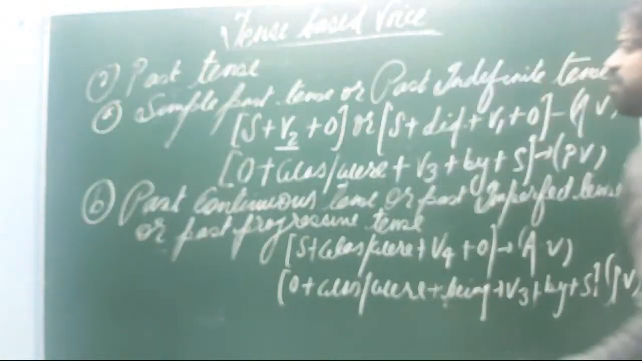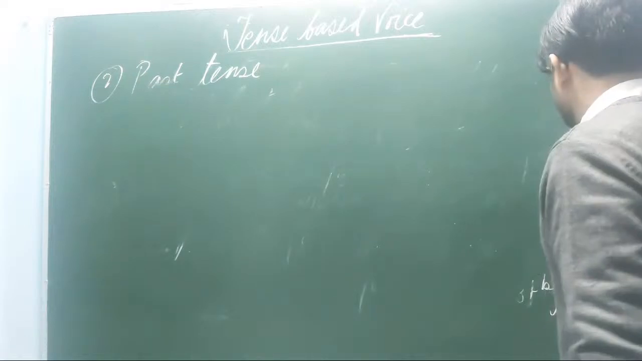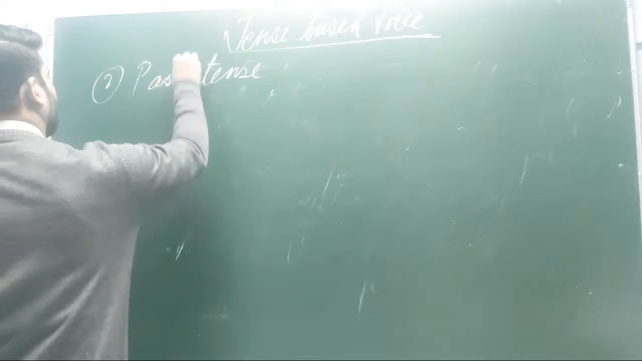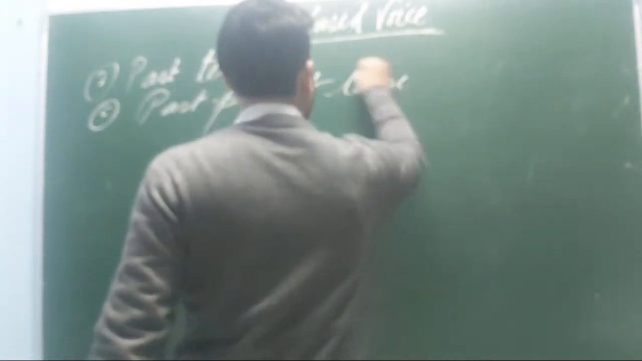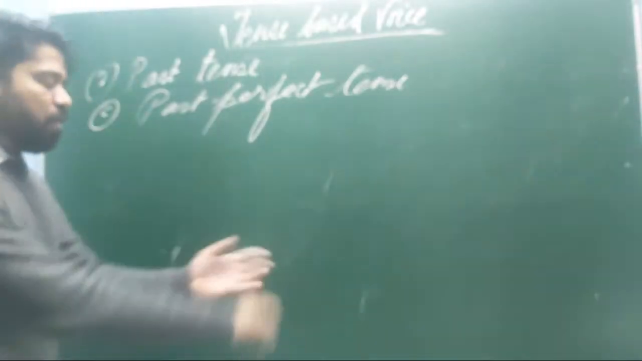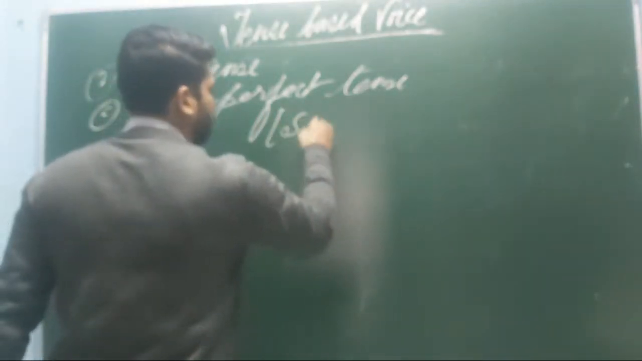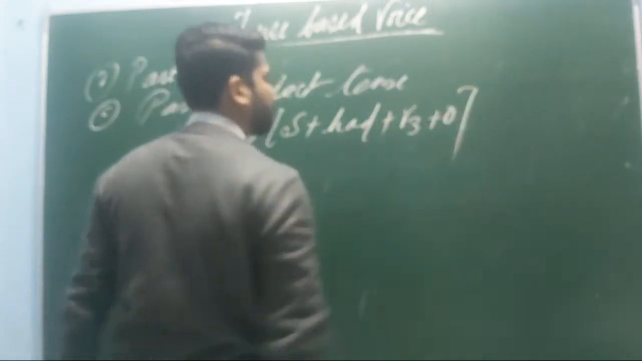Now moving to the third form of the past tense. What is the third form of the past tense? Look here. The third form of the past tense is number C, past perfect tense. For the past perfect tense, as is clear from the name, this is in past form, so there will be the use of had. Subject plus had plus third form of the verb plus object.